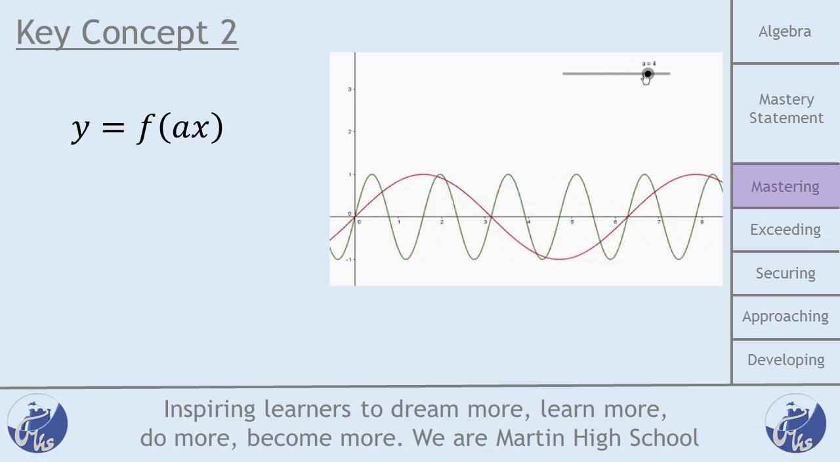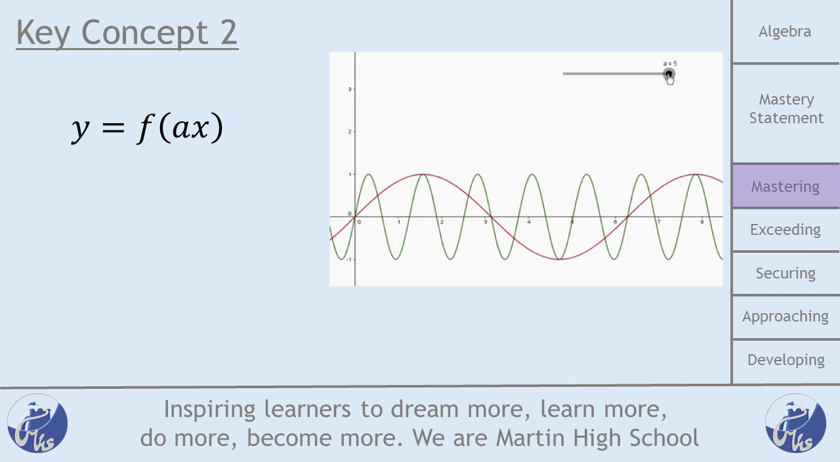Now, as we increase the value of a, and you can see that it is going now up to 5, this green graph, our new transformed function, is going up and down 5 times more than it did before in the same space. And so this is the impact that a has.